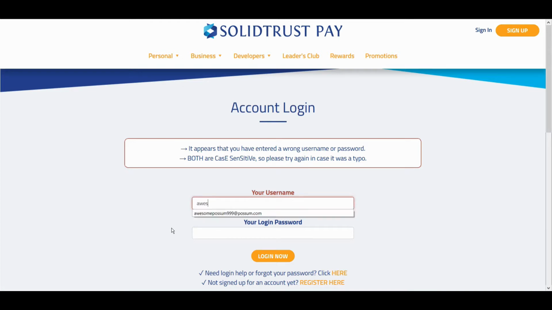The next most common error is entering your password incorrectly. Remember, the password you created during the registration process is case sensitive, meaning you will need to enter all capital and lowercase letters, numbers, spaces, and punctuation marks correctly. For example, if you registered with the password SolidTrustPay18, solid with a capital S, trust with a capital T, pay with a capital P, 18, but you enter SolidTrustPay18 all lowercase, this password will not work because you're not entering it exactly as you registered it.